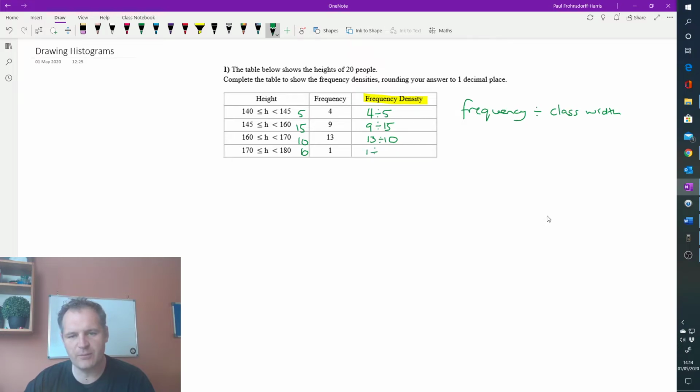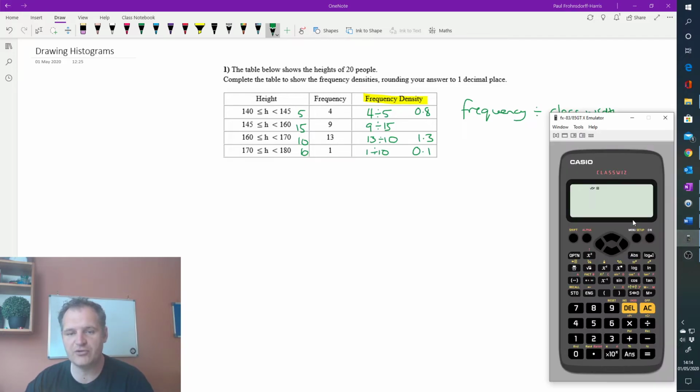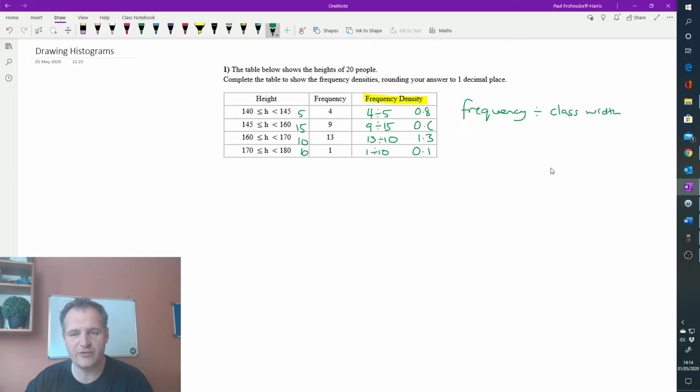Because I've got a few divided by 10 here, they're straightforward, 0.1 and 1.3. 4 divided by 5 is 0.8, and I can tell you this is going to be 0.6, but let me just demonstrate. 9 divided by 15 equals 3/5, which switches to 0.6. So you're allowed a calculator for most of these, and it says one decimal place, and all these are one decimal place. So what I've done is I've completed the table.